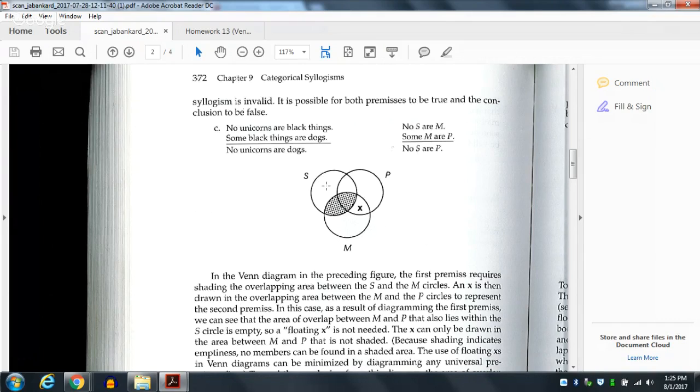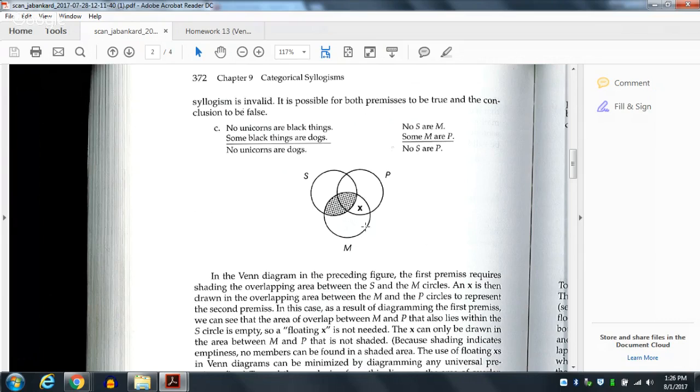Premise 2, some black things are dogs. The X must go here, right? That it's both a black thing and it's in the area that overlaps with dogs. If there was an X here, you'd be talking about some dogs are not black things, right? But the idea is some black things are dogs, so you want it to go in the overlap between the two.